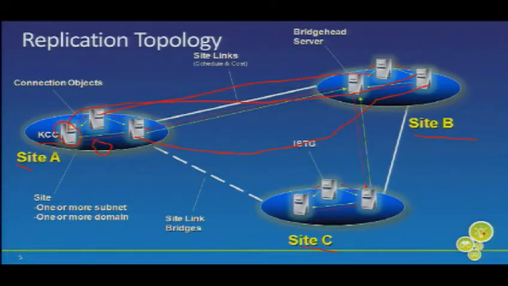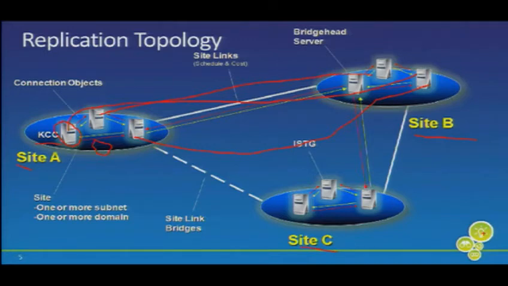It tries to query who has the ISTG role. If this DC goes down, the other automatically takes the ISTG role ownership. Actually, it checks with this DC. If both are down, it automatically takes the ISTG role and becomes a bridgehead server. You can also manually create bridgehead servers, but if you create a manual bridgehead server, the ISTG is not going to do the automatic election process.